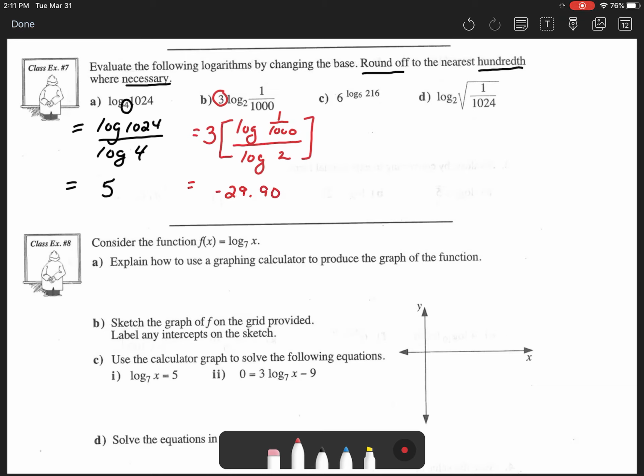So try that and make sure that you are able to do that. Don't just copy down what I'm doing. Maybe pause the video and try it. We need to make sure that we know the correct keystrokes to get that answer.